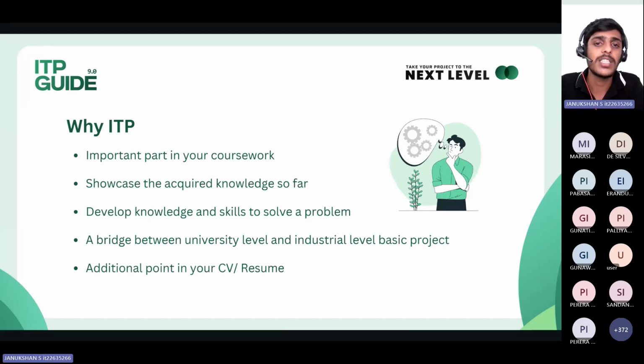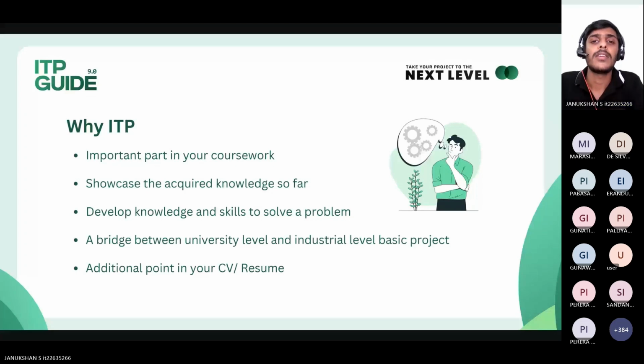Also, you can develop knowledge and skills to solve a real world problem. Both as an individual and as a team, you can get to know about various tools and technologies, and you can do it by self-studying or through teamwork. The skills and experience that you get through ITP are very useful once you go to the industry and get a job. And this can act as a bridge between a university level and an industry level basic project.